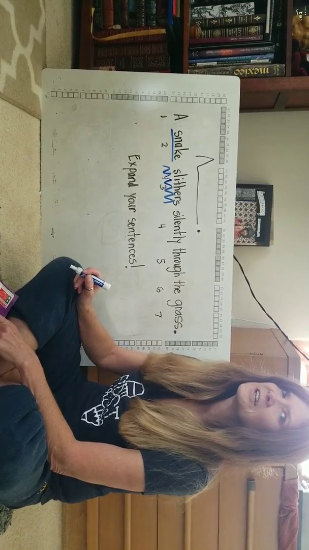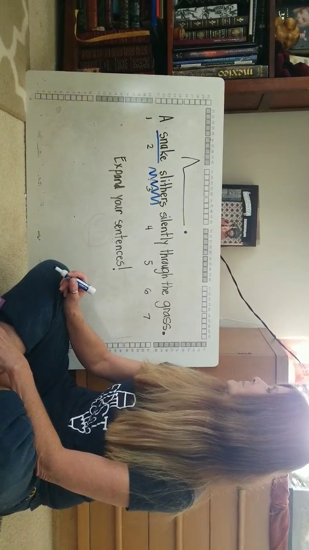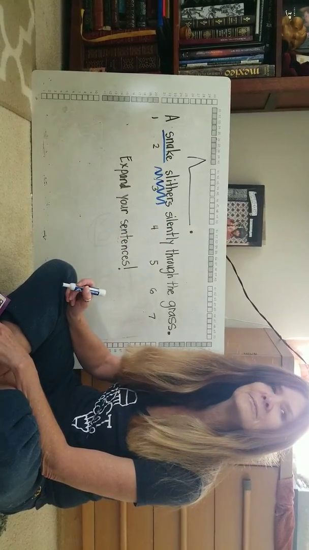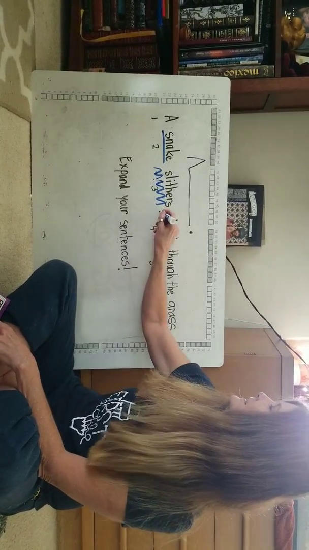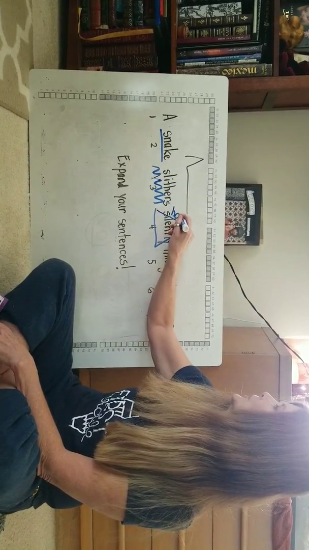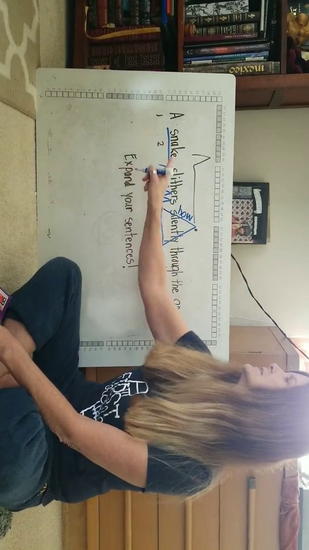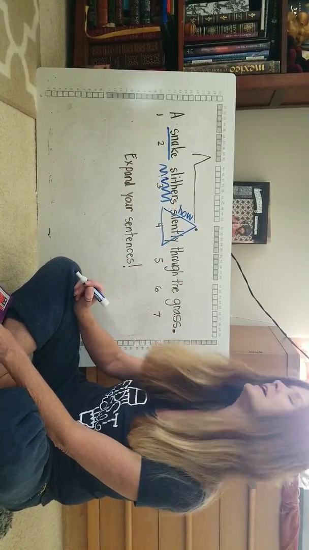How did the snake slither? Which word tells me how the snake slithered? Is it silently? Yes, it is, silently. I'll put a triangle around that and I'll write how. You put a triangle around yours and you write how too. A snake slithers. How? Silently.